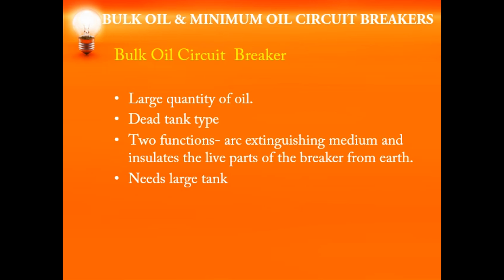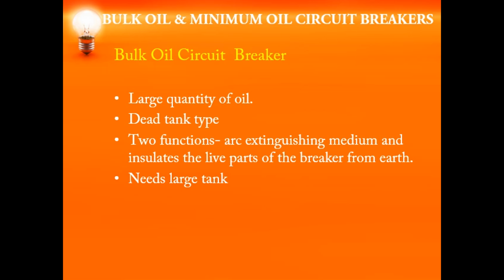This type of circuit breaker is also known as a dead tank type circuit breaker, and the tank is held at earth potential. What quantity of oil you are going to use depends upon the system voltage. If the rating is 110 kV, for example, then it requires around 10,000 kg of oil. And if the rating is around 220 kV, then it needs 50,000 kg of oil in the case of a bulk oil circuit breaker.